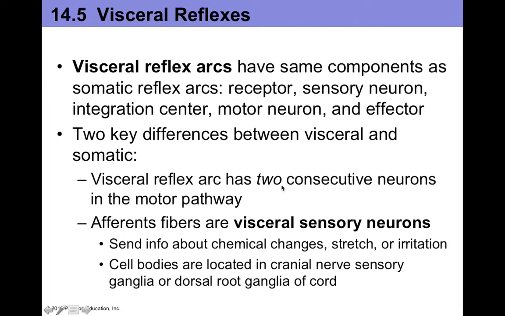Visceral reflex arcs have two consecutive neurons in the motor pathway because they're autonomic pathways. And then the afferent fibers are visceral sensory neurons rather than somatic sensory neurons. These are going to send info about chemical changes, stretch, or irritation of some of the viscera. And the cell bodies are located either in cranial nerve sensory ganglia or dorsal root ganglia of the spinal cord.